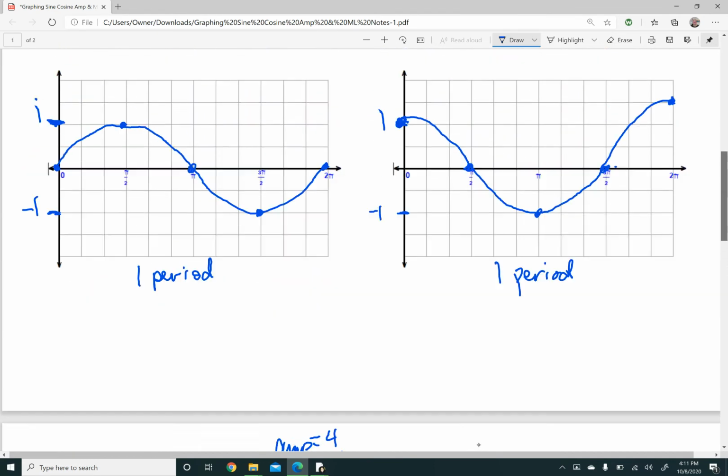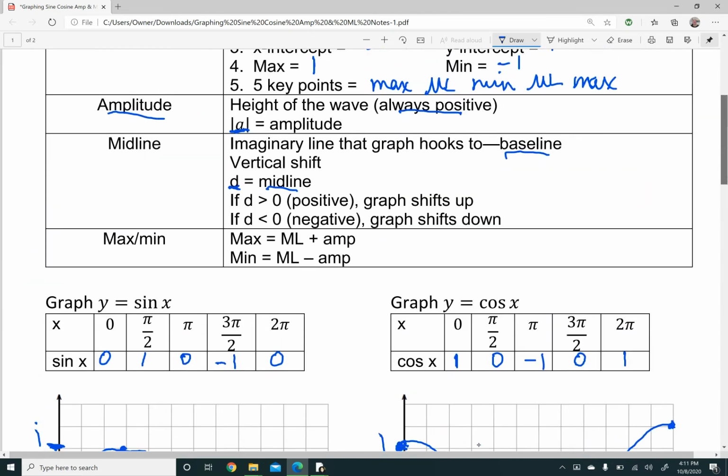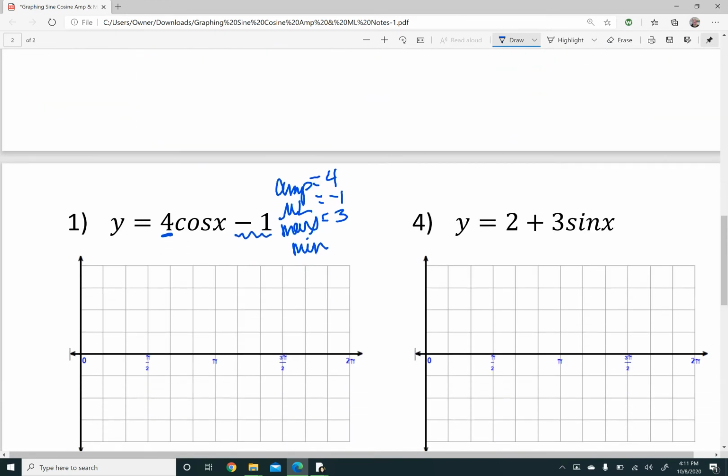So the max is the midline plus the amplitude, which is 3, right? And the min, according to this, is the midline minus the amplitude. So -1 minus 4. Let's write this down over here. So -1 plus 4 is 3. -1 minus 4 is -5.